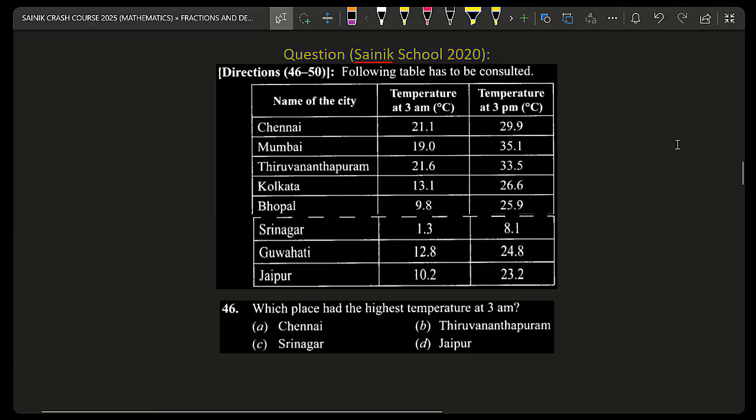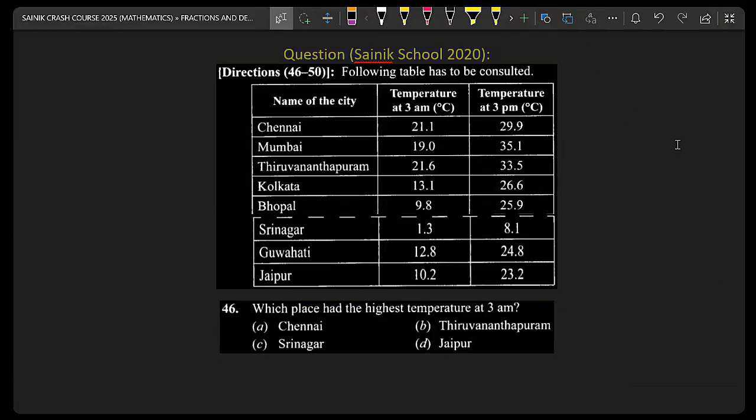So there will be 5 questions following the same table. So you have to understand the table first. The following table has to be consulted. So the name of the city is given, temperature at 3 a.m. and temperature at 3 p.m. Early morning 3 o'clock the temperature is given, and afternoon 3 o'clock also the temperature is given. So you can see the table: Chennai, Mumbai, Thiruvananthapuram, Kolkata, Bhopal, Srinagar, Guwahati, and Jaipur.